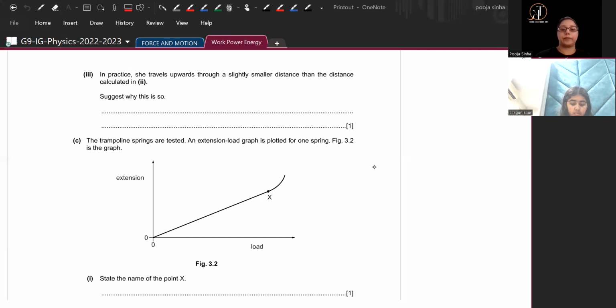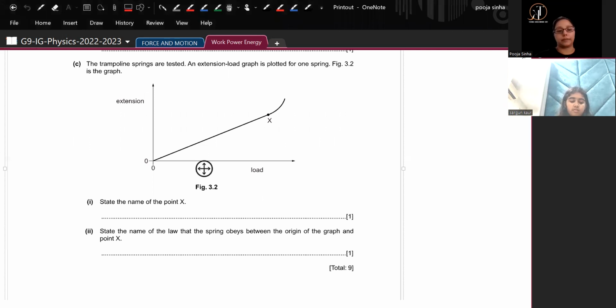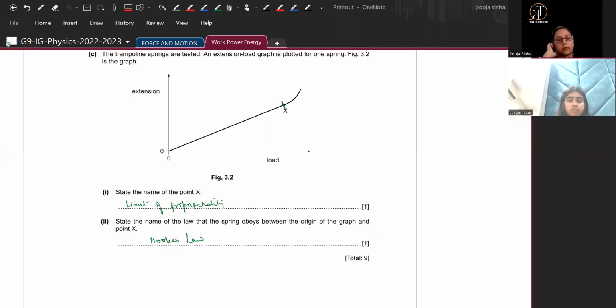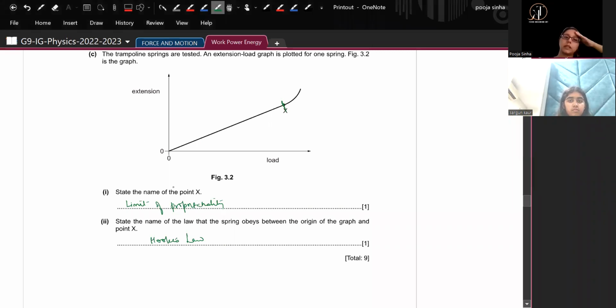Next. Just 1 second, I'm just writing down the answer. So in C part, what have we done? Can you explain this? Can you explain the answer? State the name of the point X. What is this point X?